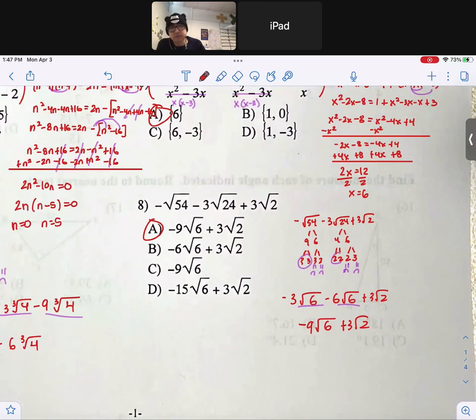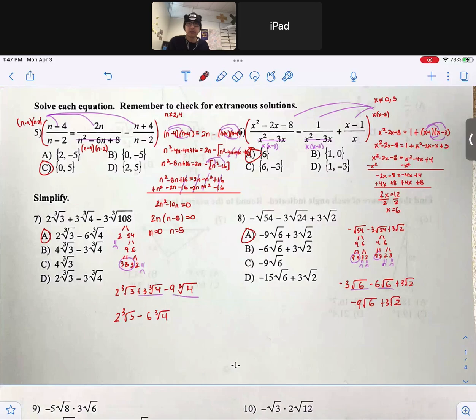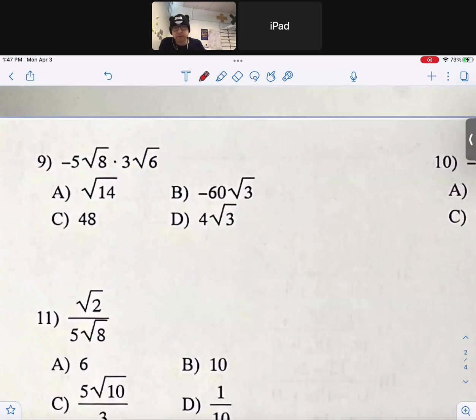9. So when you multiply this stuff together, outside times outside, inside times inside. So this is going to be negative 5 times 3 is negative 15. Rad 8 times rad 6. 8 times 6, that's 48. And then break this down. 2 and 24.